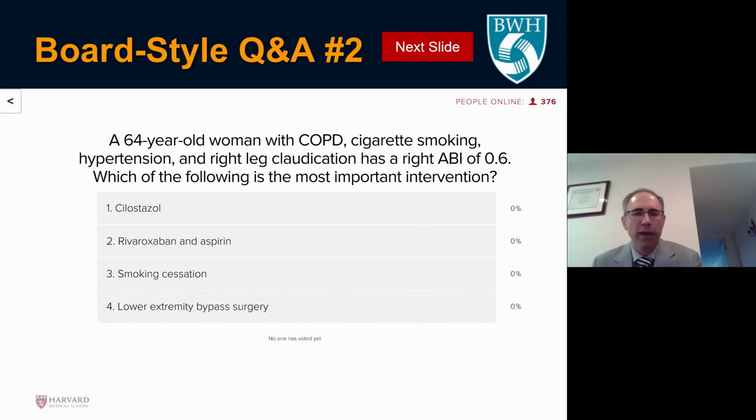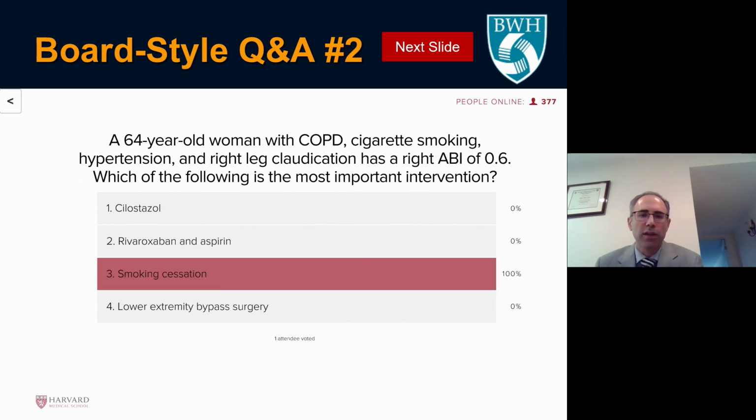All right, so what do we got here? We have a question. A 64-year-old woman, COPD, cigarette smoking, hypertension, right leg claudication, has an ankle brachial index of 0.6. What's the most important thing we can do for this patient? We could give her cilostazol, try to make those symptoms better. We can give her rivaroxaban and aspirin, like was studied in the COMPASS trial, see if we can make some headway with her risk reduction. We could have her quit smoking, or we could do lower extremity bypass surgery. What is the most important thing we're going to do here?